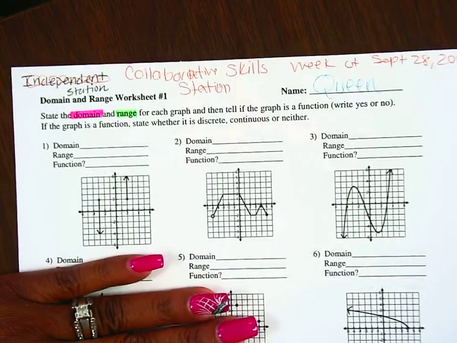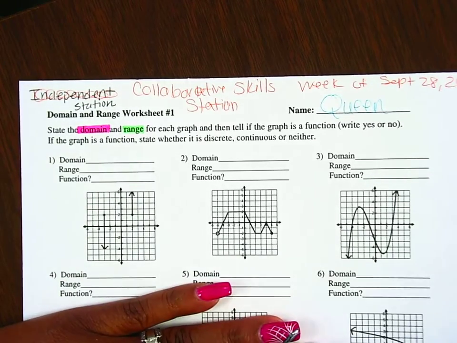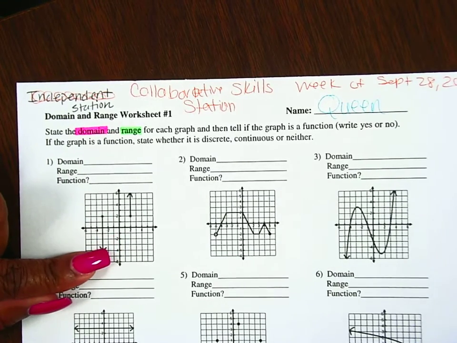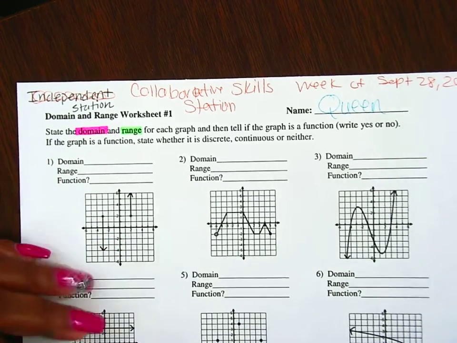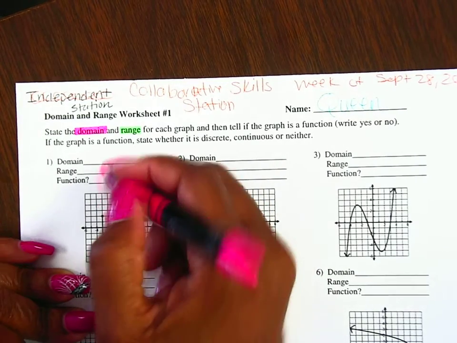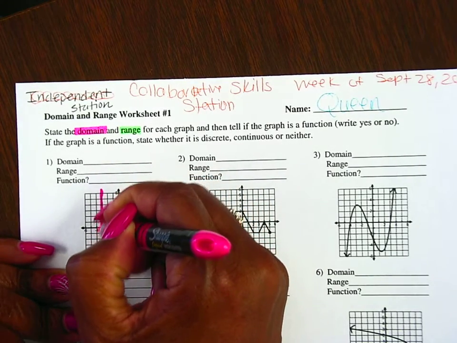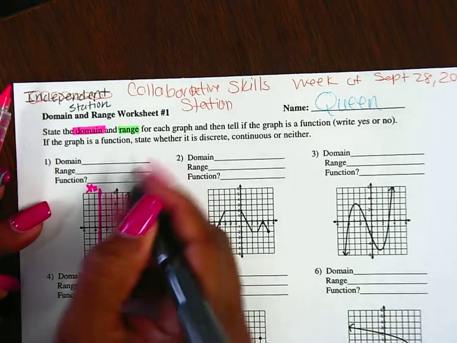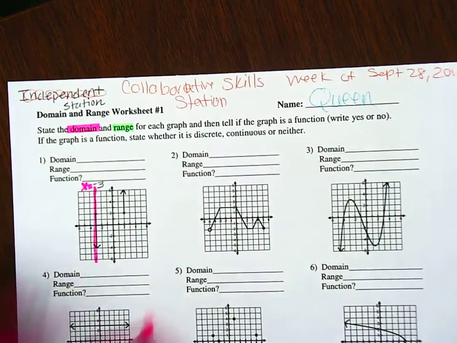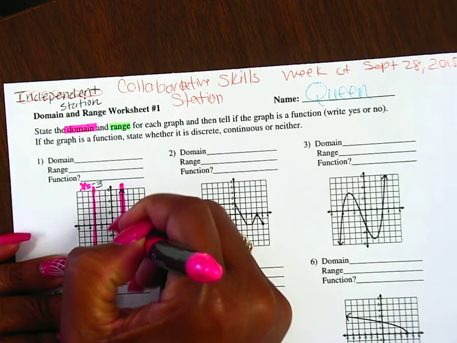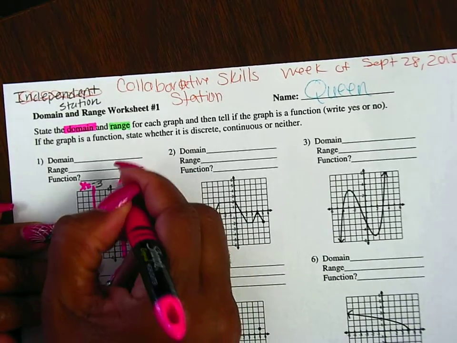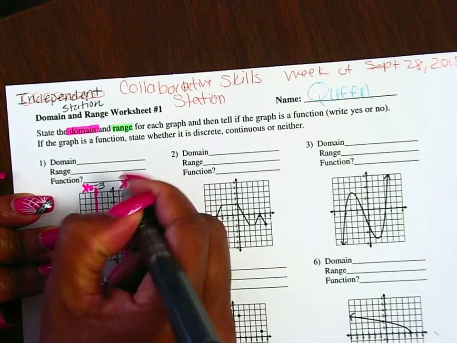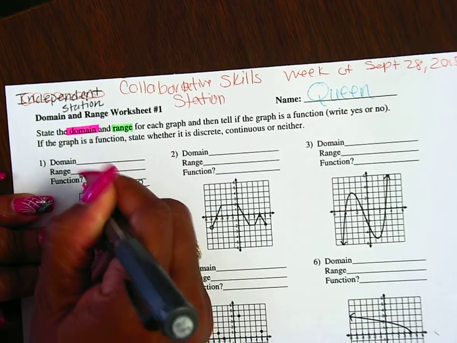So we are focusing on number one here for the domain. The domain refers to the x values. When I look at my domain here, I notice that to the far left, I have the graph on x equals -3. Then right bound, I have it on 2. So x equals 2. Those are the only places that I have my x for the domain.